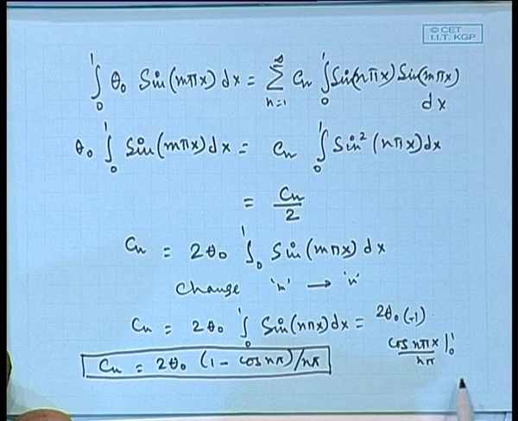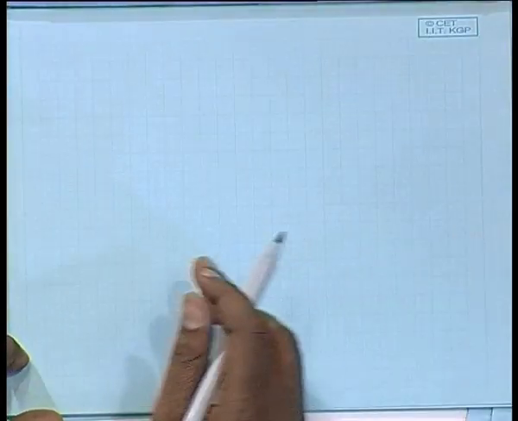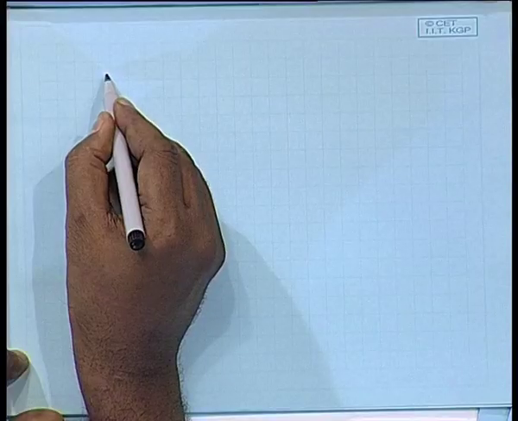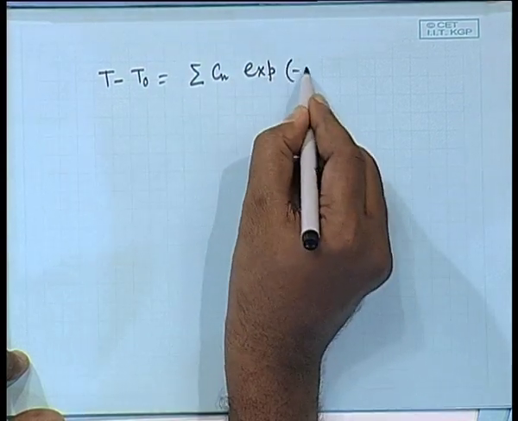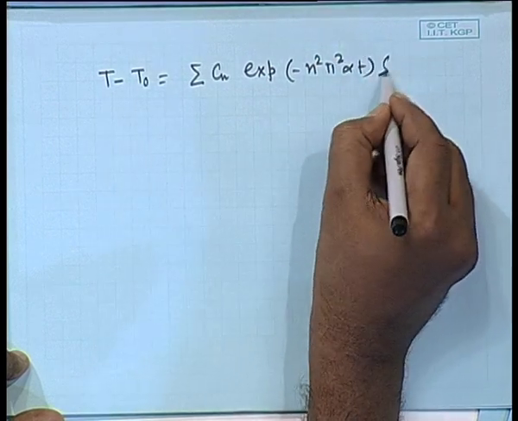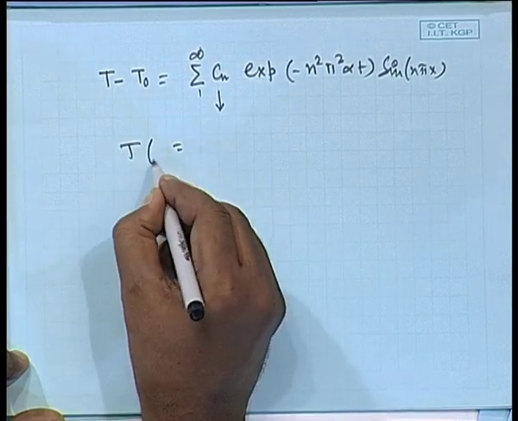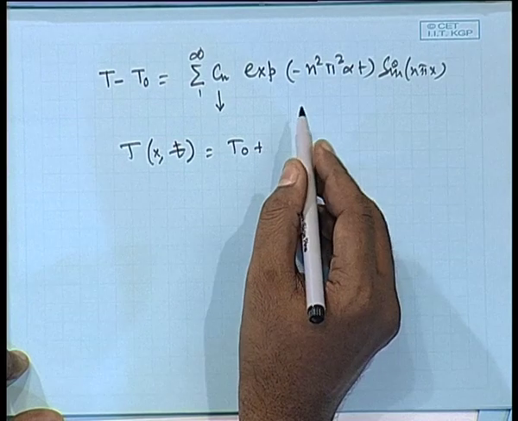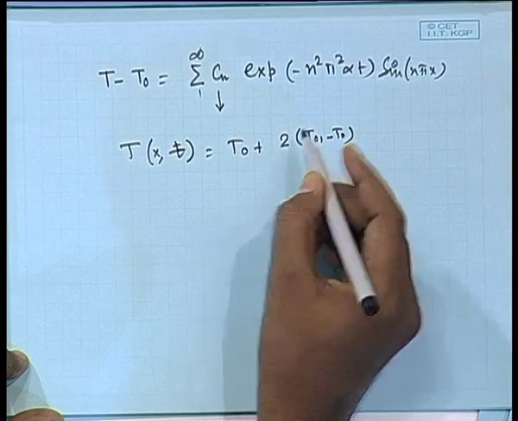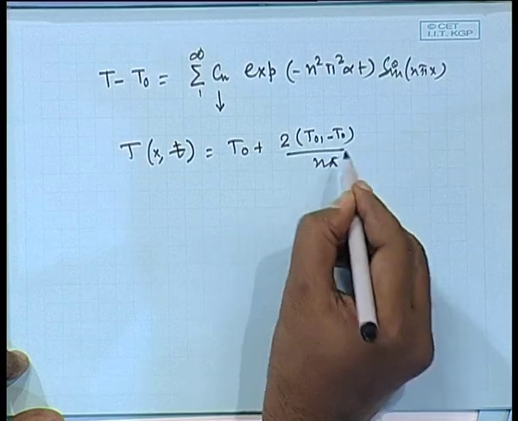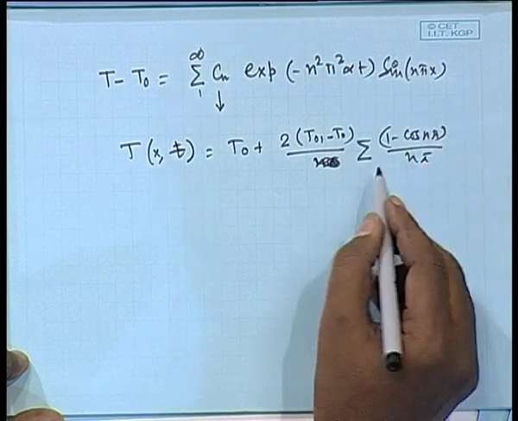So there will be a negative sign that will be coming into it. Okay. So the whole solution will be constructed now. Theta, which is t minus t0, is the summation from 1 to infinity of Cn exponential minus n square pi square alpha t sin n pi x, and this Cn is basically, t as a function of x and t is t0 plus Cn, that is 2 theta 0, where theta 0 is t1 minus t0, divided by n pi. No, this will be within the summation, 1 minus cosine n pi by n pi, times the exponential and sine terms.